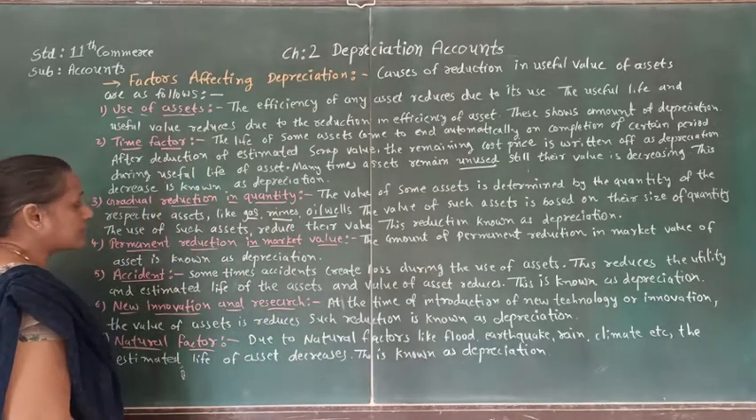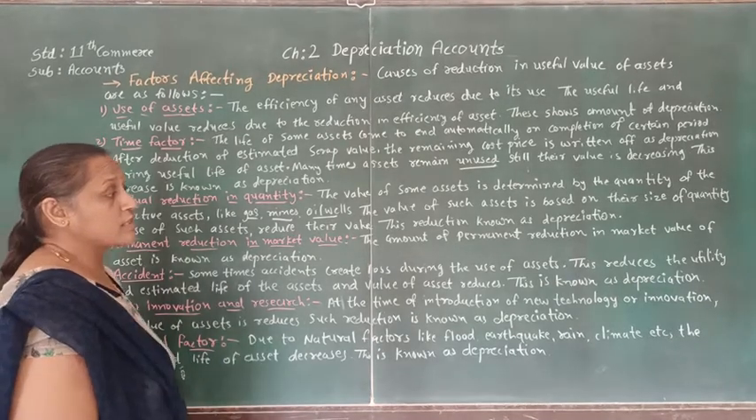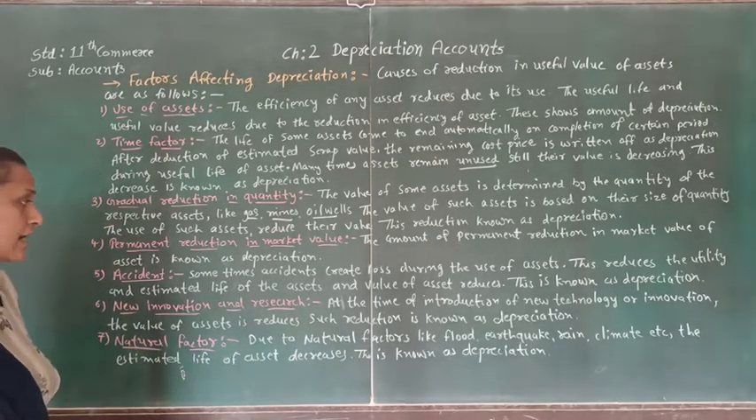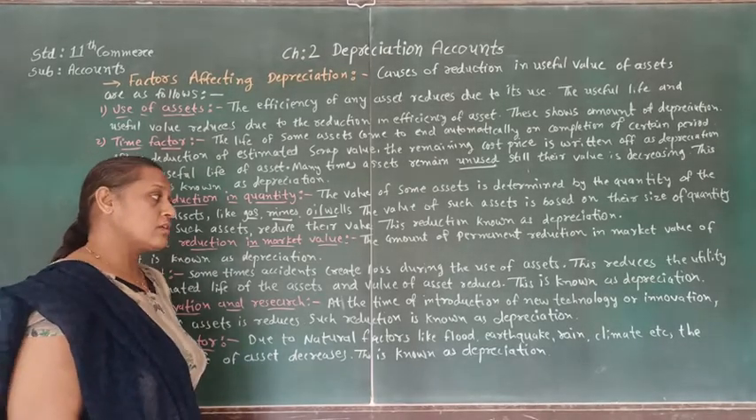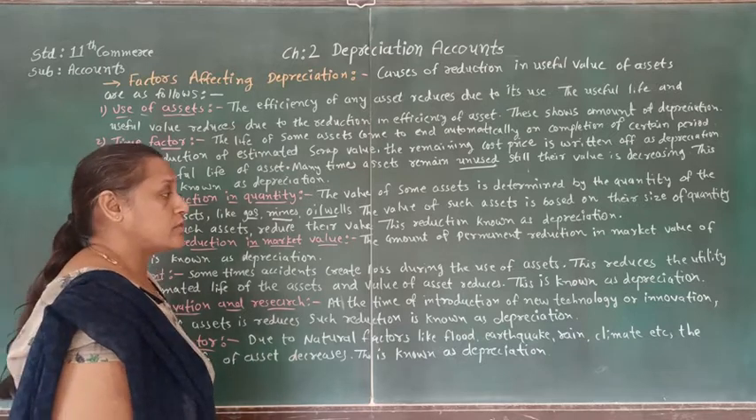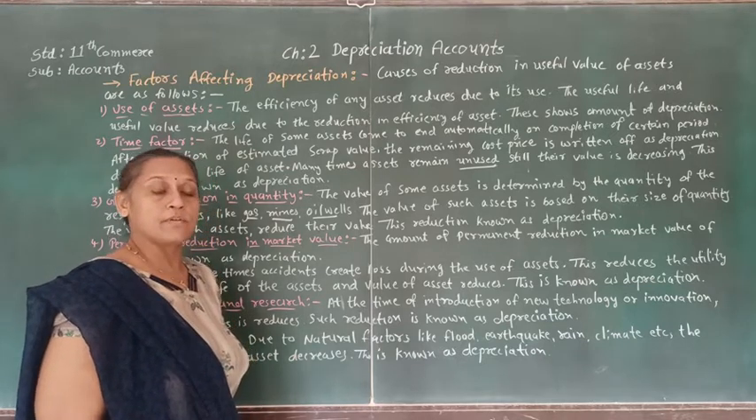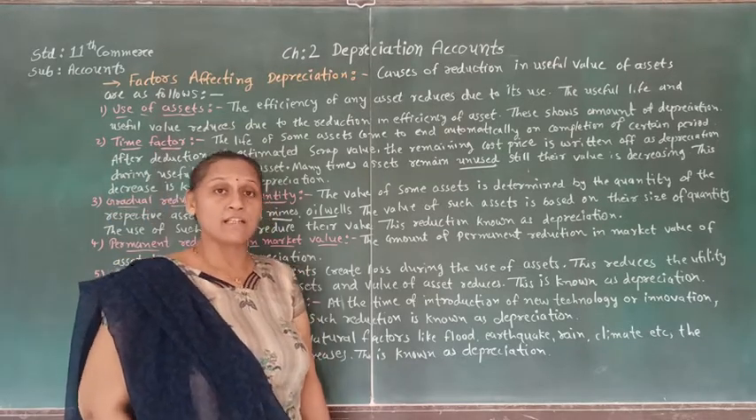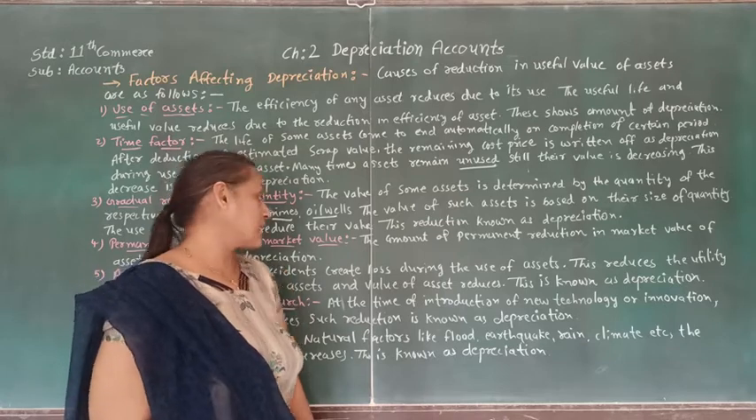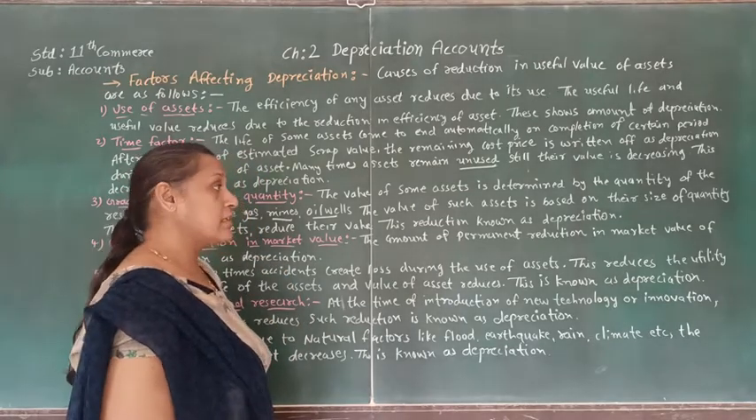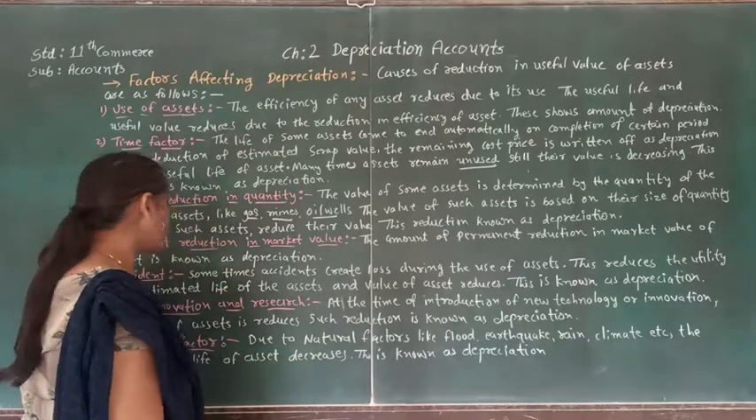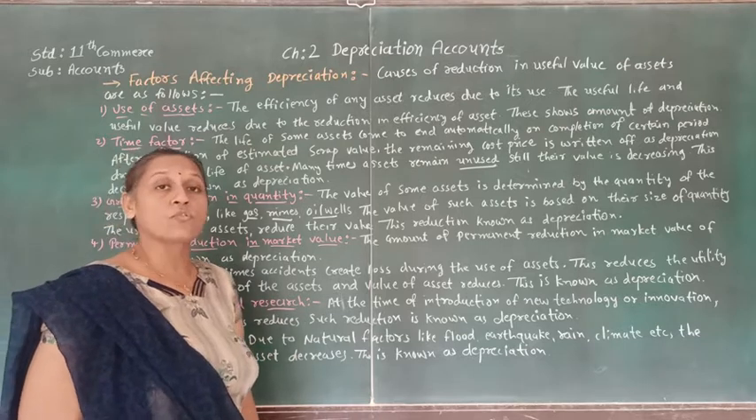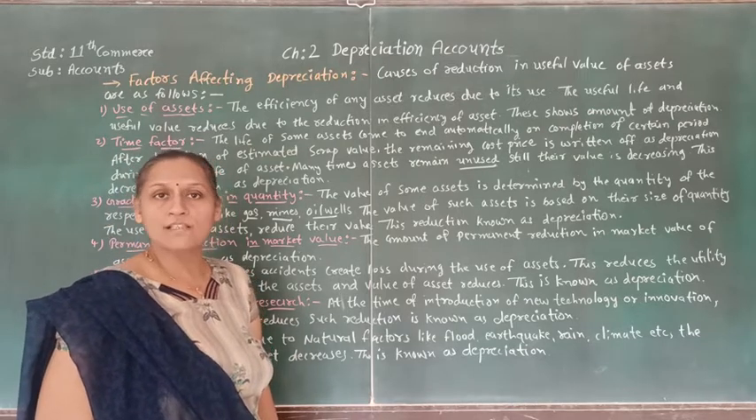Next one is the accident. Sometimes accidents create loss during the use of an asset. This reduces the utility and estimated life of the asset, and the value of the asset also reduces. This is known as depreciation. So the life of the asset may be more, but because of an accident, the efficiency or utility of the asset decreases, and because the utility decreases, the value of the asset decreases, and this decrease is known as depreciation.